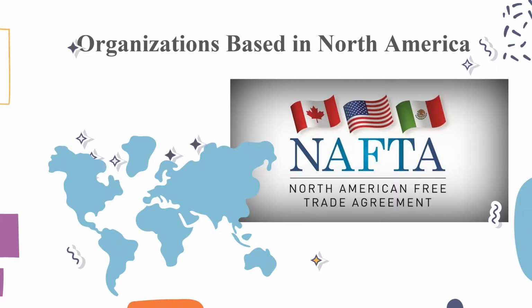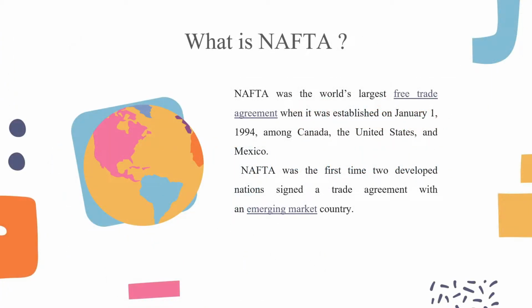Alright, so let's move to the organization based in North America. Alright, so what is NAFTA? NAFTA was the world's largest free trade agreement when it was established on January 1, 1994 among Canada, the United States, and Mexico. NAFTA was the first time a developed nation signed a trade agreement with an emerging market country. NAFTA's purpose was to encourage economic activity among North America's three major economic powers, Canada, the US, and Mexico. Proponents of the agreement believed that it would benefit the three nations involved by promoting free trade and lower tariffs among Canada, Mexico, and the United States.